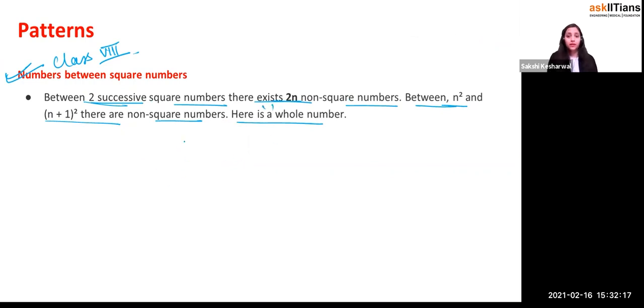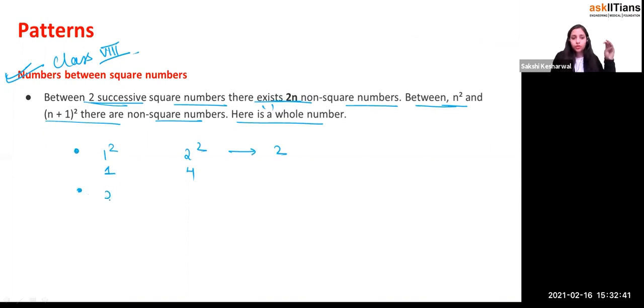Now I think you might be confused about what is written. If I say, what is 1 square and what is 2 square? 1 square is what, beta? 1, and 2 square is what? 4. Non-square means what? Between 1 and 4, how many non-square numbers exist? Like 2 and 3. Two numbers exist between these two.